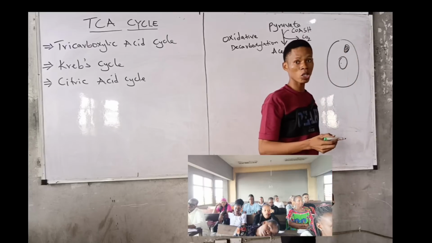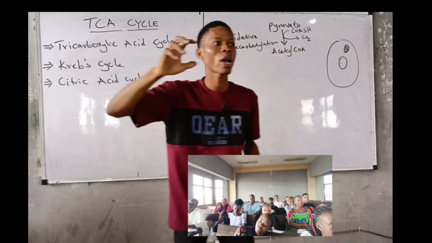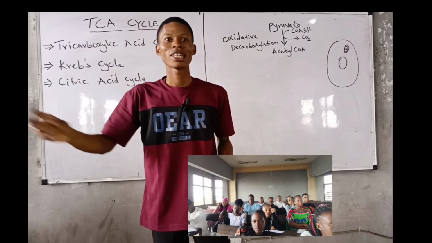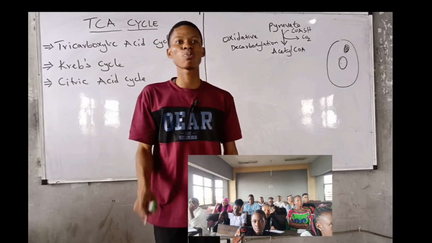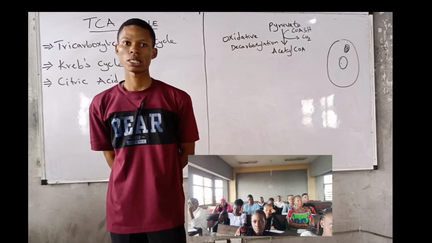Remember, mitochondria is the what? Powerhouse of the cell, right? Why is it called the powerhouse of the cell? That is where energy is produced. Cellular respiration takes place. That's where energy is produced. And how is the energy produced in your mitochondria? TCA cycle. Part of it.